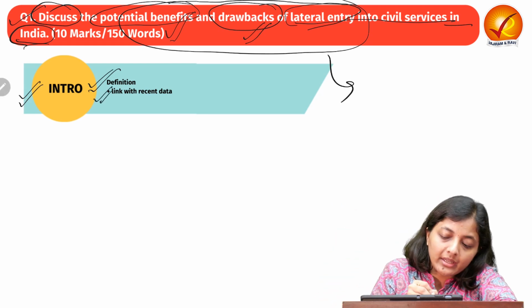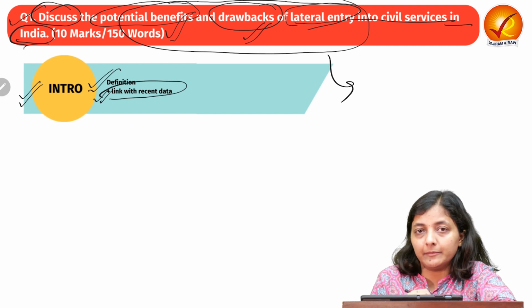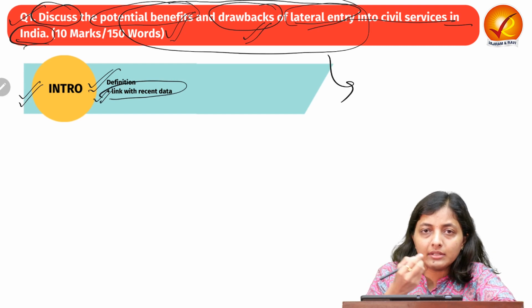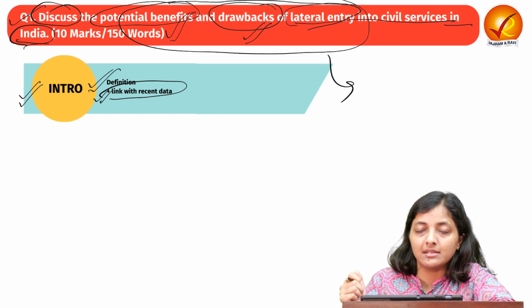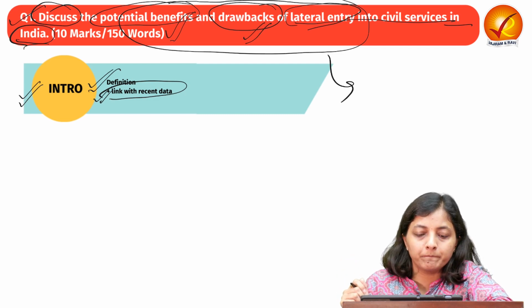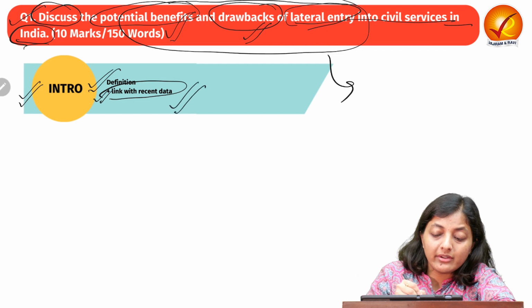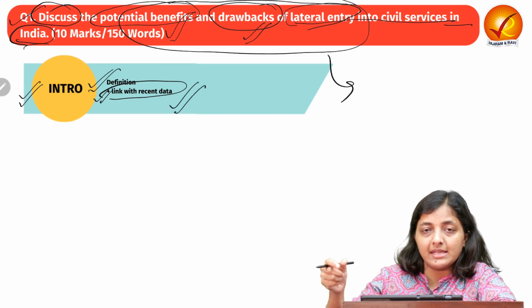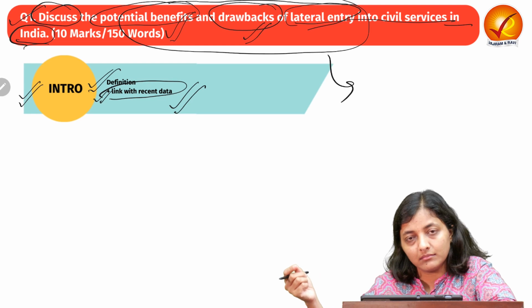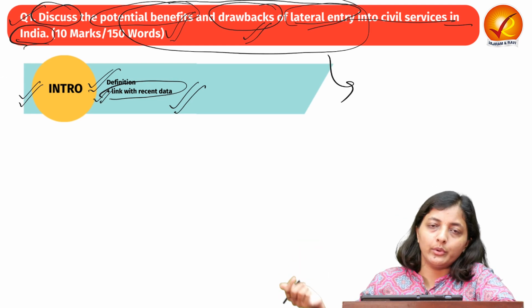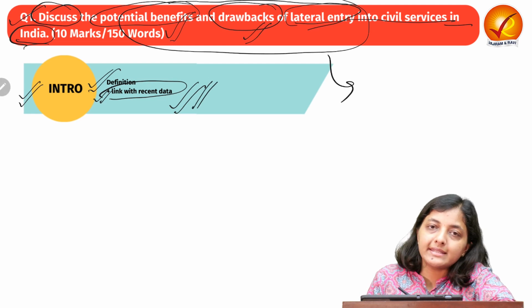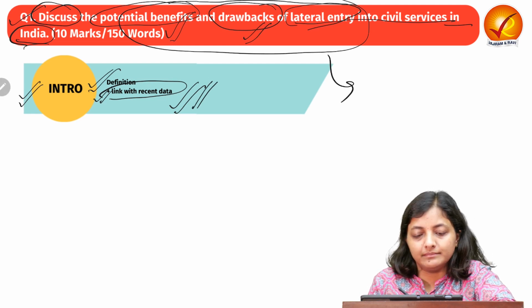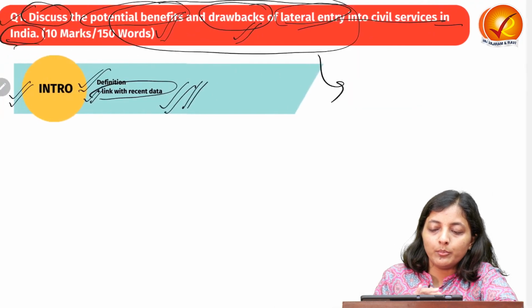Second thing is, you can link with the recent data. Like in 2019 and 2021, the government opened vacancies for lateral entrants. So you can write that this number of vacancies opened up in 2019 or 2021, 22, whatever the case may be. So you can write that recent data in the introduction. Let's come to the body part.